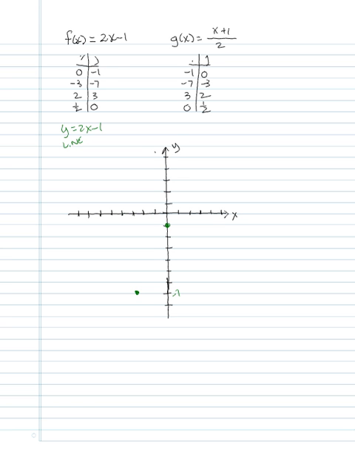2, 3. Well, if x is 2 and y is 3, we're talking about this point. And finally, 1/2, 0. Well, if x is 1/2 and y is 0, that's this point. And so you can see then if we sketch this line in, we have a graph of, whoops, sorry about that. This is the graph of f, isn't it?